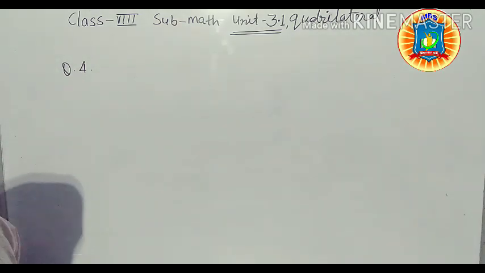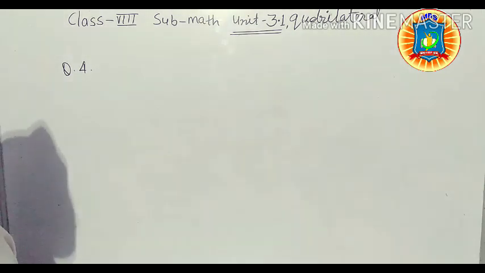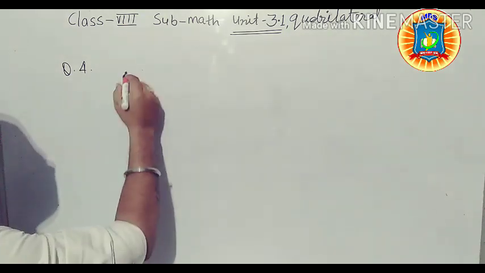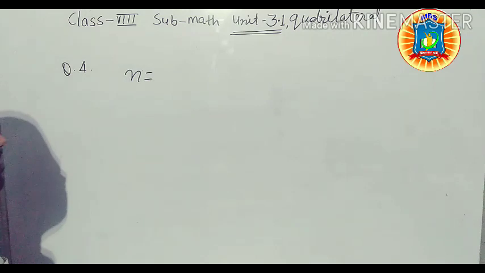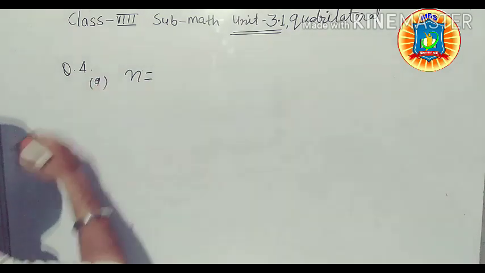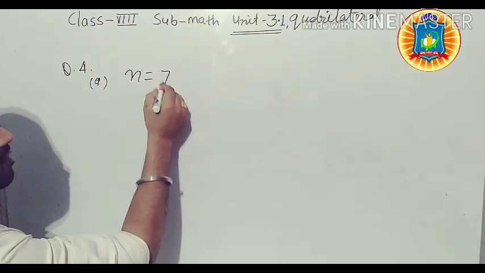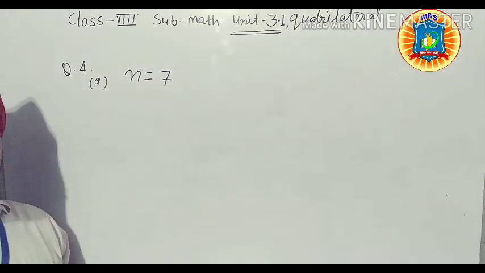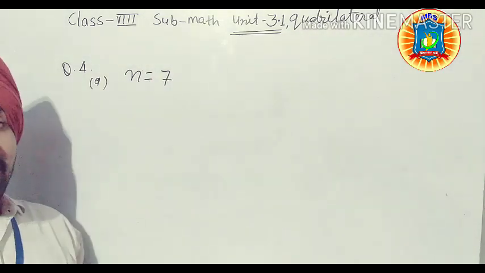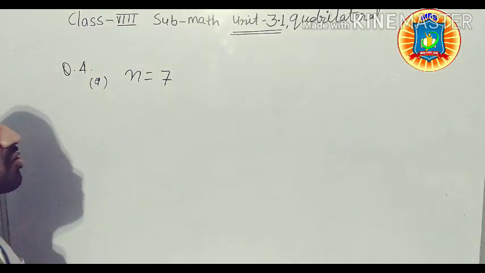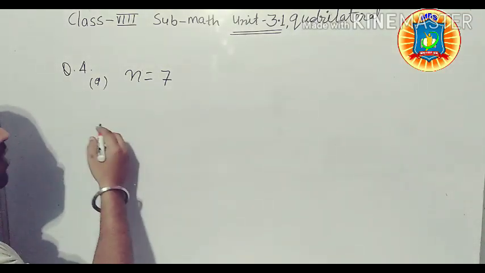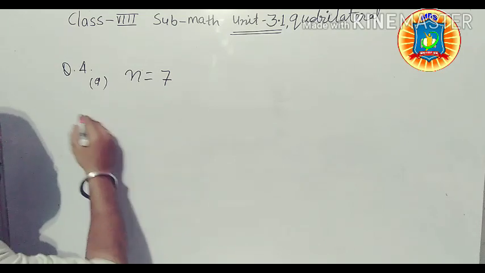Examine the table. Here is a table given, and we want to find the sum of the interior angles of given polygons. The number of sides of a polygon is given. The first part of question number 4 is if n is equal to 7. Here n is equal to 7 means the number of sides of a polygon is 7, and we want to find the sum of interior angles.